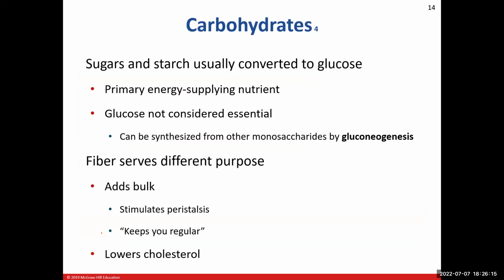Okay, so keep in mind, just to review, sugars and starch will be converted into glucose. Our glucose is our primary energy in our cells here. But keep in mind, this is an interesting fact, it is not considered to be essential. And the reason why is because we can make it through gluconeogenesis.